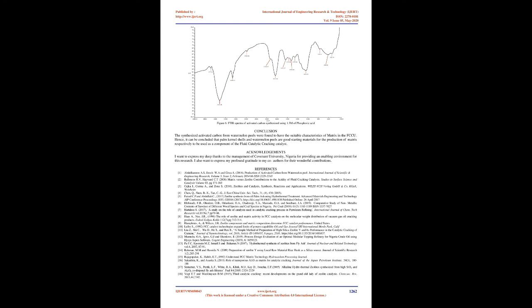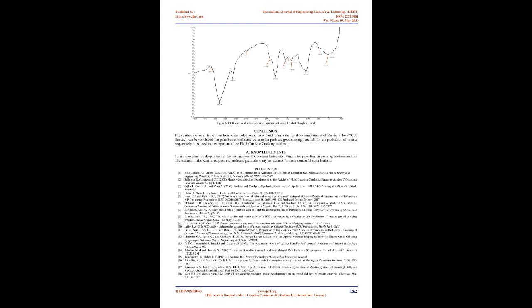The FTIR shown in Figure 6 is quite similar to Figure 5, as the peaks in both spectra have a close range of values. This shows that the variation in the reagent used for chemical modification only slightly affects the absorption peaks. Figure 6, FTIR spectra of activated carbon synthesized using 1.5 M of phosphoric acid.